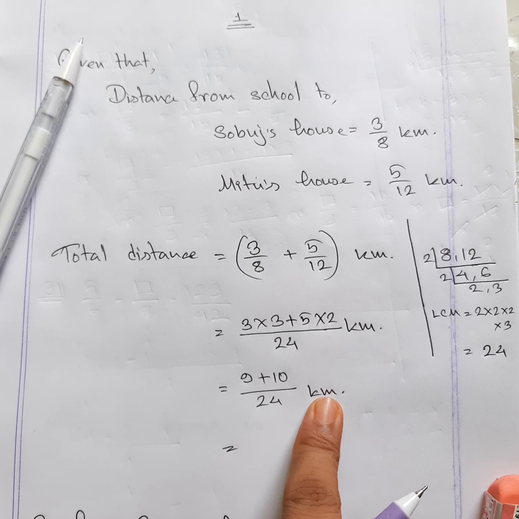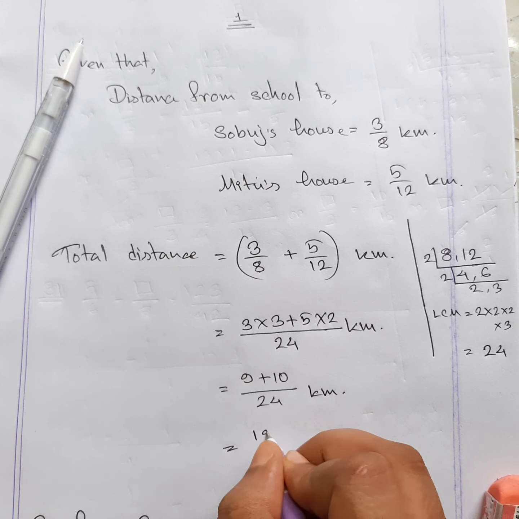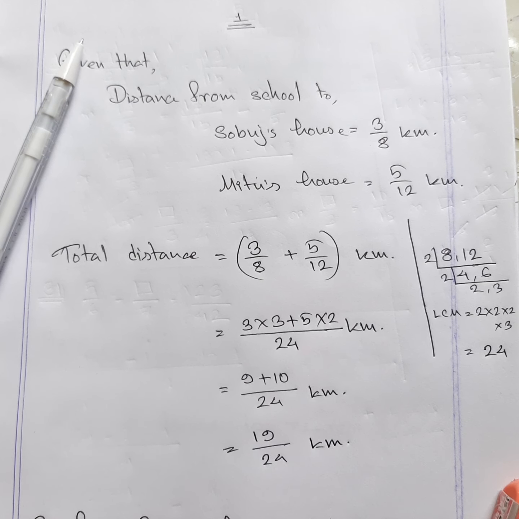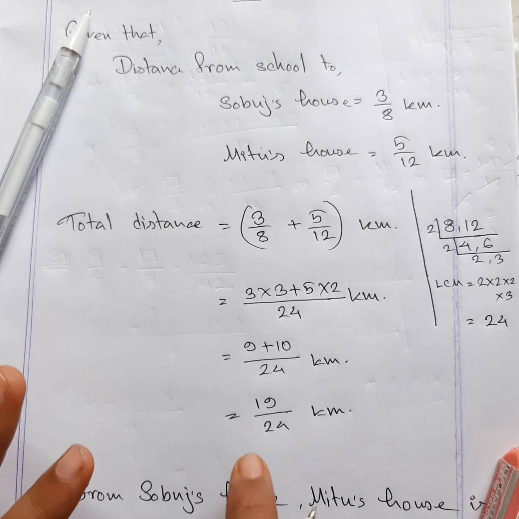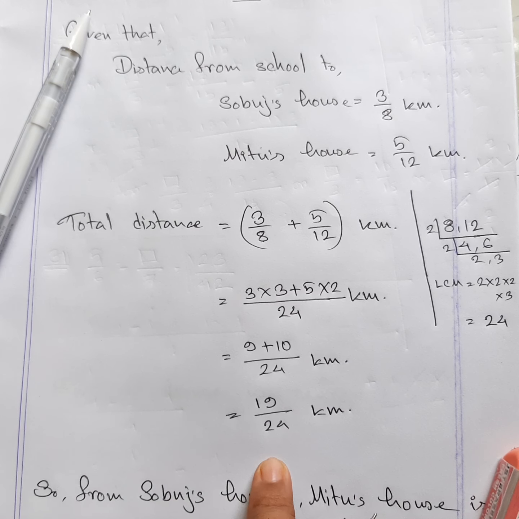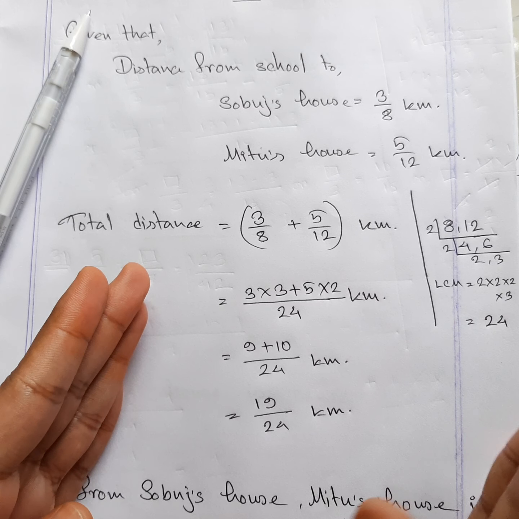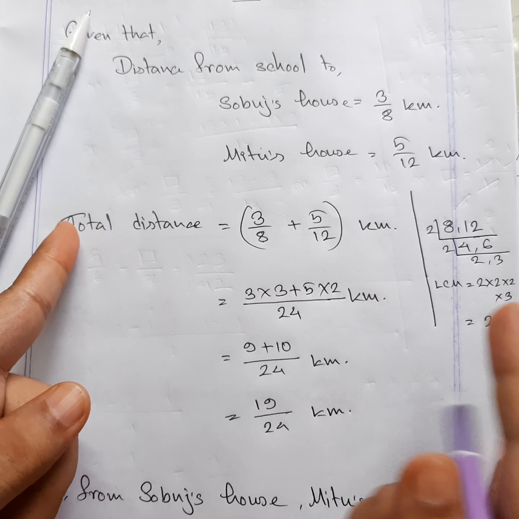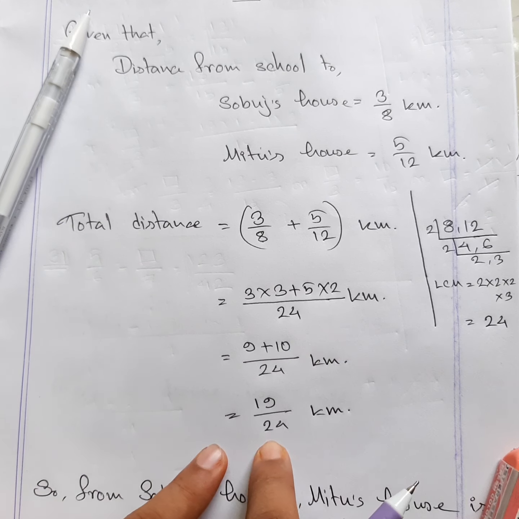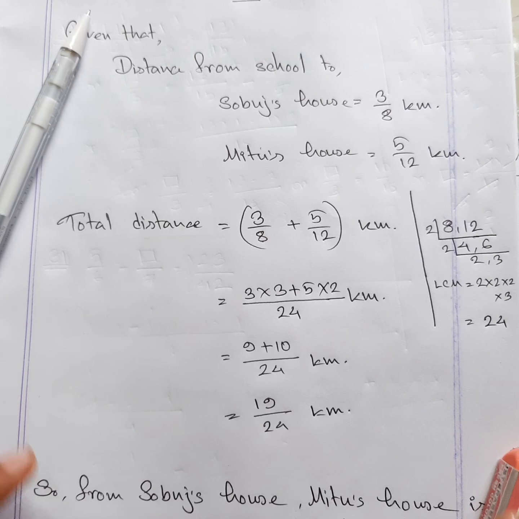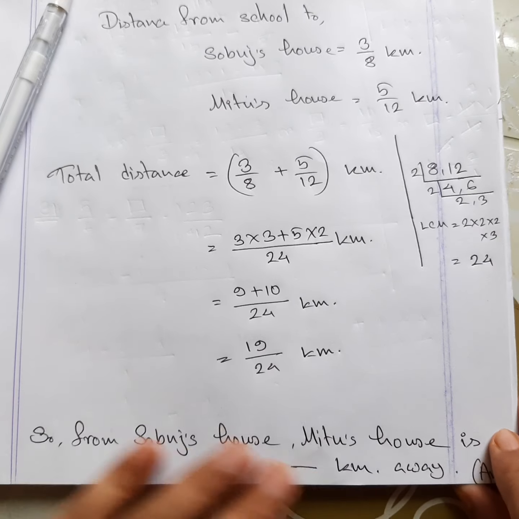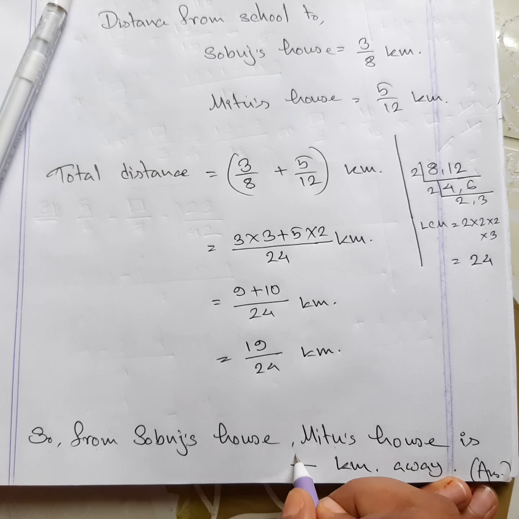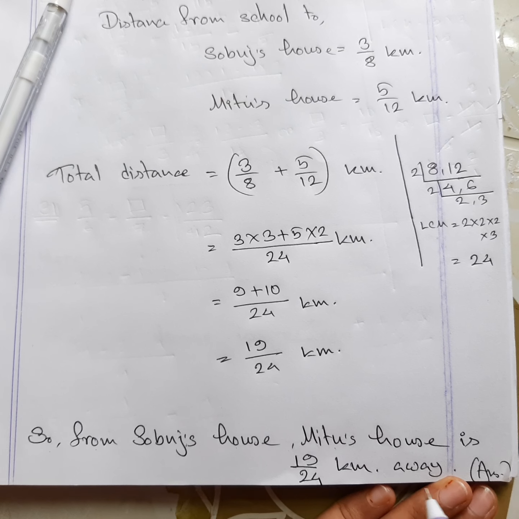Don't forget to write down units every single time. I'm just trying to make you understand. This part is very important. This much is the total distance from Mitu's house to Shobuj's house. Shobuj was living on our left side, and Mitu's house on the other. This is the total distance, not difference. So we are going to write down as a line: from Shobuj's house, Mitu's house is 19 by 24 kilometer away.